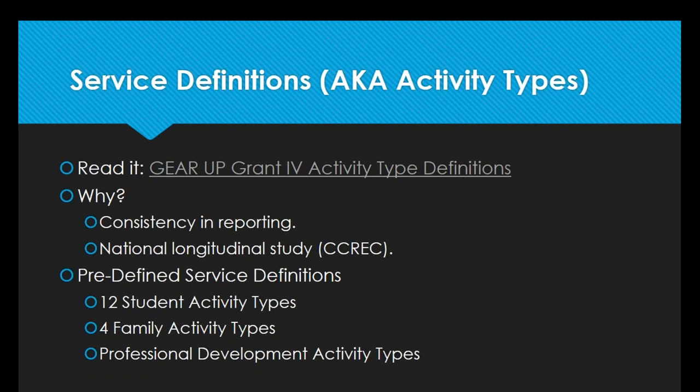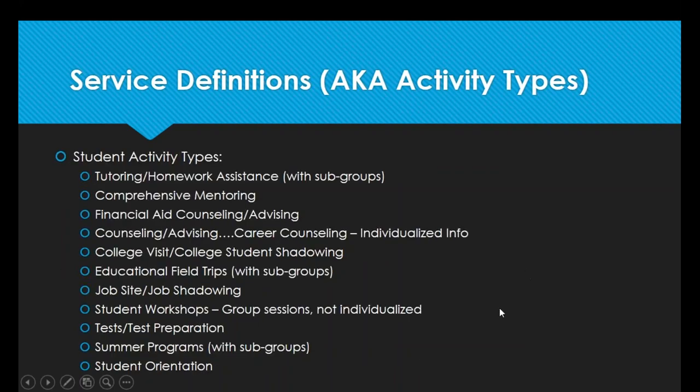So there are a total of 16 student and family activity types: 12 student, 4 family, and then there are additional pro-dev activity types. So here is the comprehensive list of the different types of student activities. You'll notice that under tutoring and homework assistance and educational field trips, there are also additional subgroups, but these are the activities that will show up in the definitions. There are a few others that aren't here. We do have an other, and we have an other fee only. So there are a couple more in addition to this.